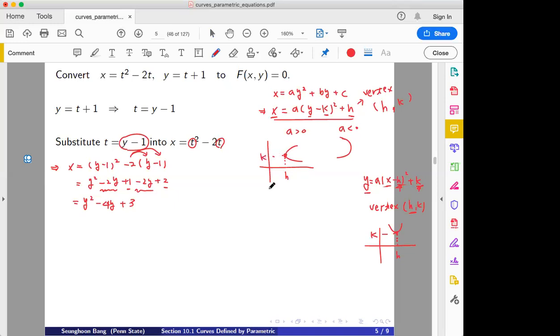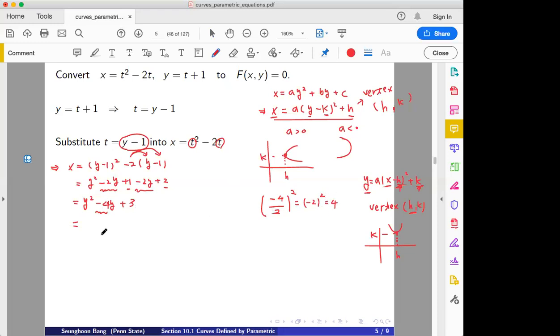This is the idea. So how can we change this one to the standard form, a times (y minus k) squared plus h? How can we change it? I want to use completing the square. So what is completing the square? Take the coefficient of y, which is negative 4. Always divide the coefficient of y by 2. Next, square this result. Negative 2 squared is positive 4.